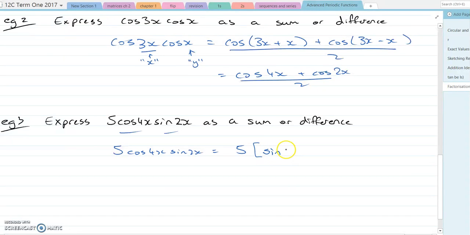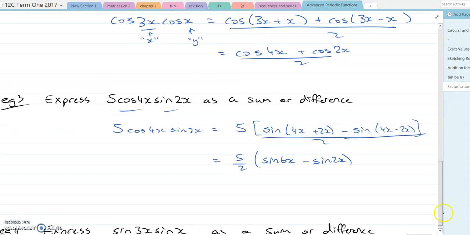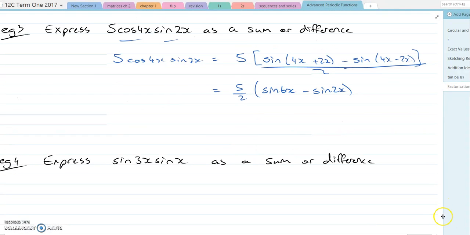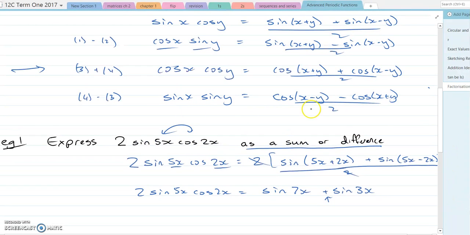Sine of 4x plus 2x, sine of 4x minus 2x, over 2, equals 5 over 2 of sine of 6x plus sine of 2x. And there we go. It's a sum or a difference. And the last one, it's a sine and a sine. So that's cos of the minus, minus the cos of the plus. Okay, that one.